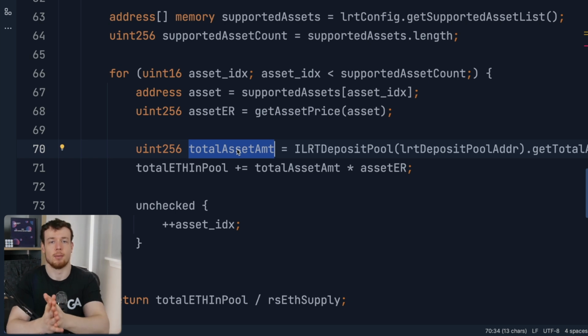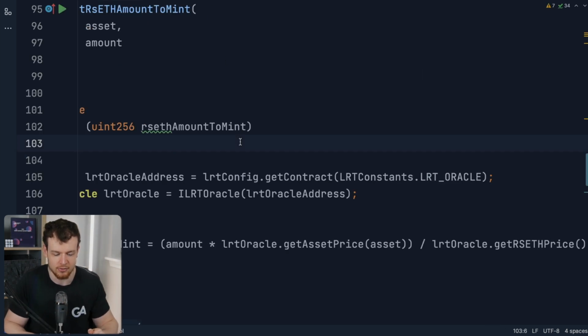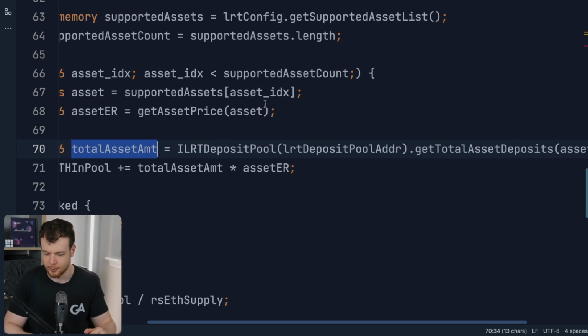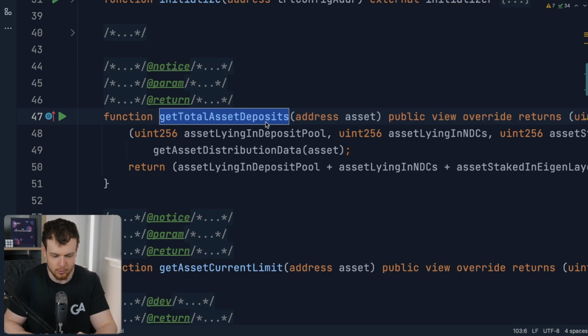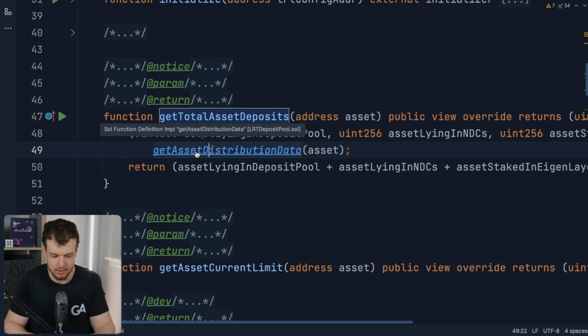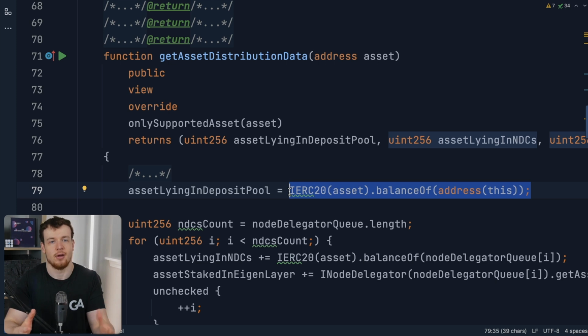Now, before Bob's transaction, Alice was super devious, and what she did is she transferred directly to the LRT deposit pool. She transferred 10 staked ETH independently of depositing directly through the contract. So what happens when we call this get total asset deposits function is we go into the LRT deposit pool, and this asset lying in deposit pool, if we go into this get asset distribution data, this is dependent on the balance of, right? So what's the balance of? Well, it's 10 staked ETH and a singular wei.